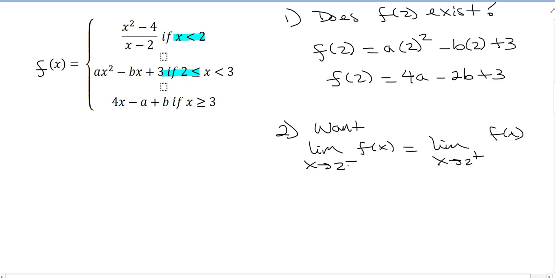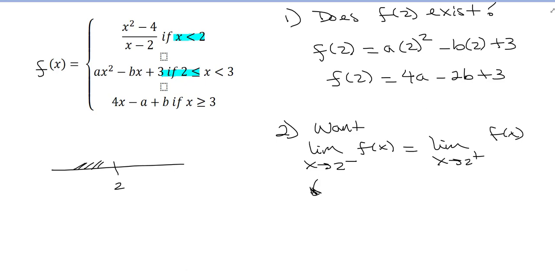As x goes to 2 from the left, which function are we following? If you are to the left of 2, are you bigger than 2 or smaller than 2? Smaller, right? Think of the number line. You have 2 there, you're to the left of 2, that means you're on this side, so you're smaller. So less than, so I'm following this function.